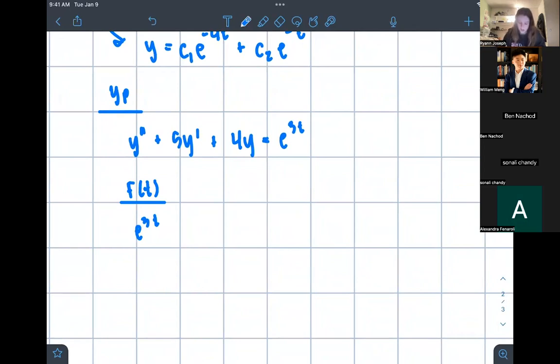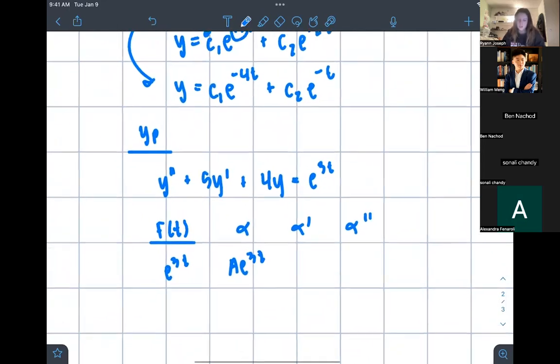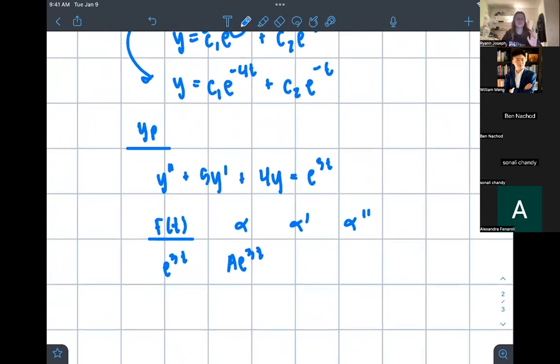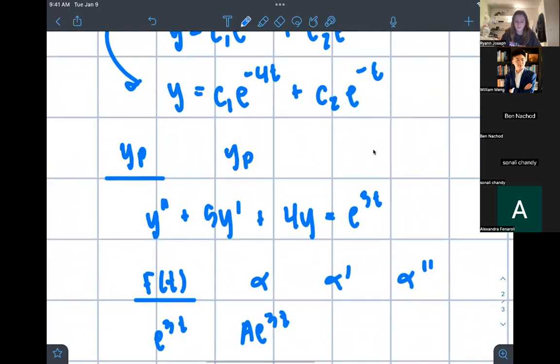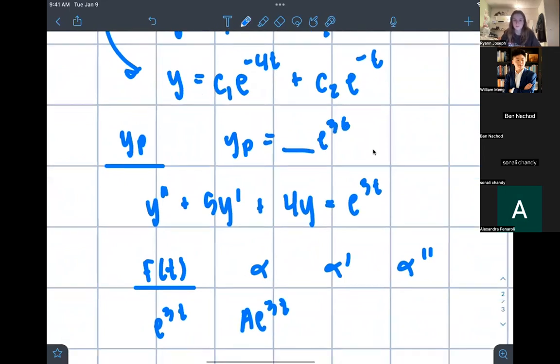We're going to plug in something that looks like this into our equation. I call it alpha, that's just something I do. So A e^(3t). The method of undetermined coefficients includes an undetermined coefficient that you have to solve for by plugging it into the equation itself. So A is what we're solving for here. Our particular solution is going to be something times e^(3t). That's what we're solving for.